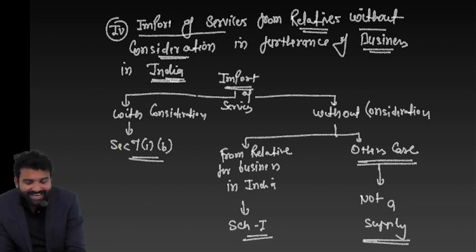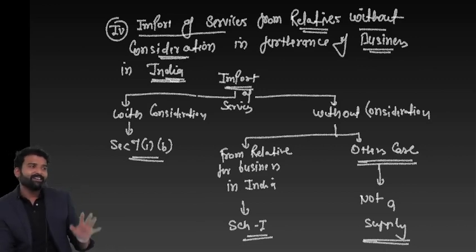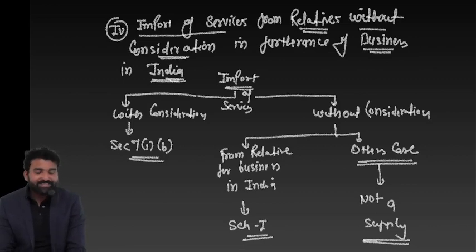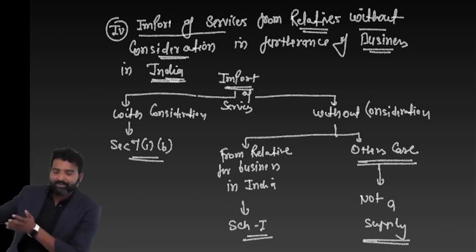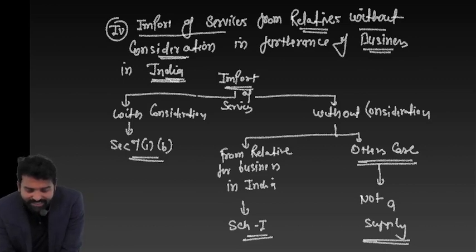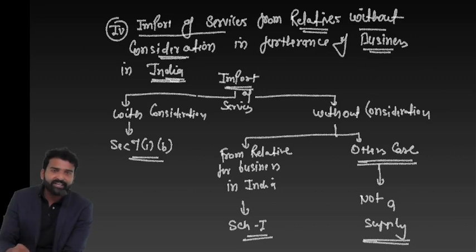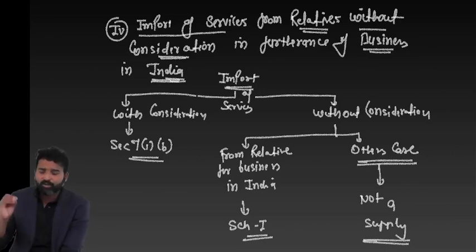Now here, what is exactly written? Import of service from relatives, even without consideration, but for business purpose in India, is covered in Schedule 1. Sir, there is a lot of confusion because 7.1b says something, Schedule 1 says something, so I have prepared a chart for that. Look at this chart. Import of service with consideration is covered in 7.1b. Now it is from a relative, it is from a non-relative, it is for business, it is not for business, doesn't matter. Import of service with consideration is covered in 7.1b.